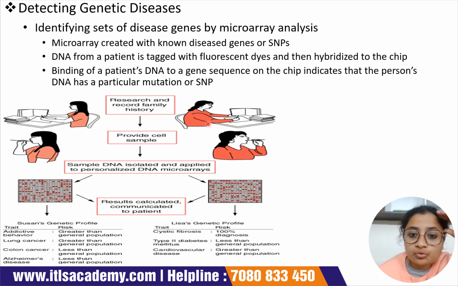So first we need to know the family history, the entire details of the genetic abnormalities, or if any kind of genetic disease was present in the parents. So all those medical history basically that we need to take. Then we need to have the cell sample, because from there we need to collect the DNA. So after collecting or isolating the DNA from the sample, we have to prepare the microarray using the disease gene or the SNPs, and then we need to summarize or take the genetic profile of the patient.